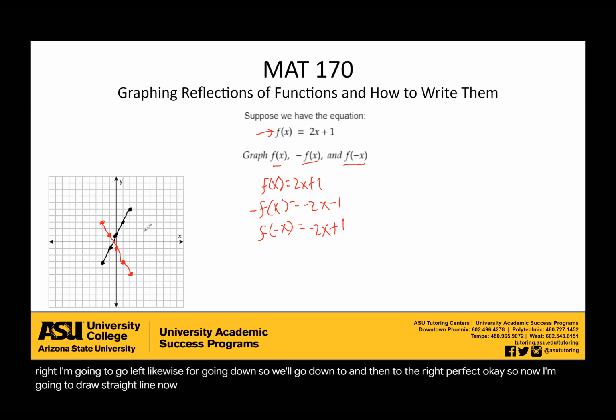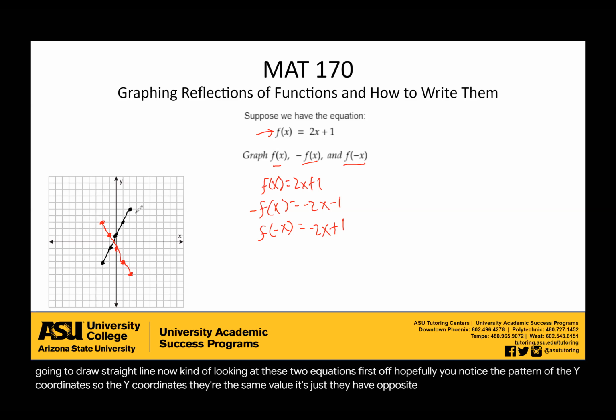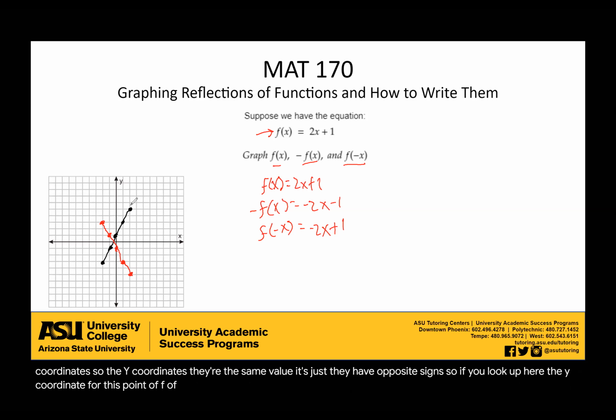Okay, so now I'm going to draw a straight line. Now, looking at these two equations, first off, hopefully you notice the pattern of the y-coordinates. The y-coordinates are the same value, it's just they have opposite signs. So if you look up here, the y-coordinate for this point of f of x is 5. And if you look at the corresponding point down here, it's -5.